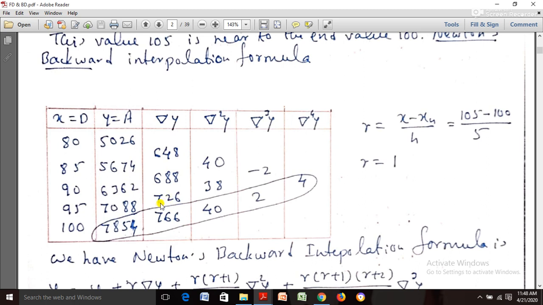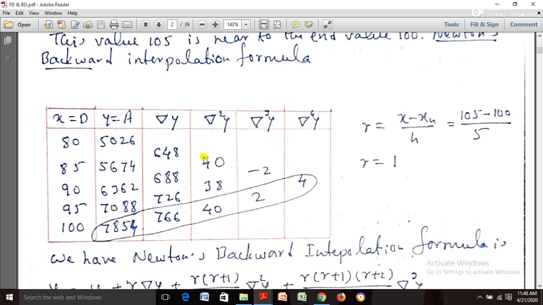Next value is 7088 minus 6362, you get 726. Next value is 7854 minus 7088, you get 766. So this is the first difference value.